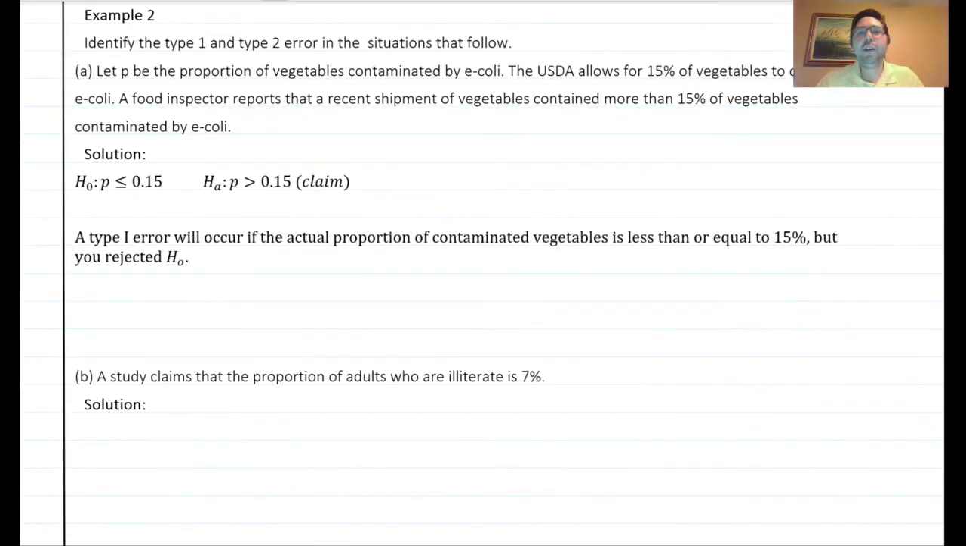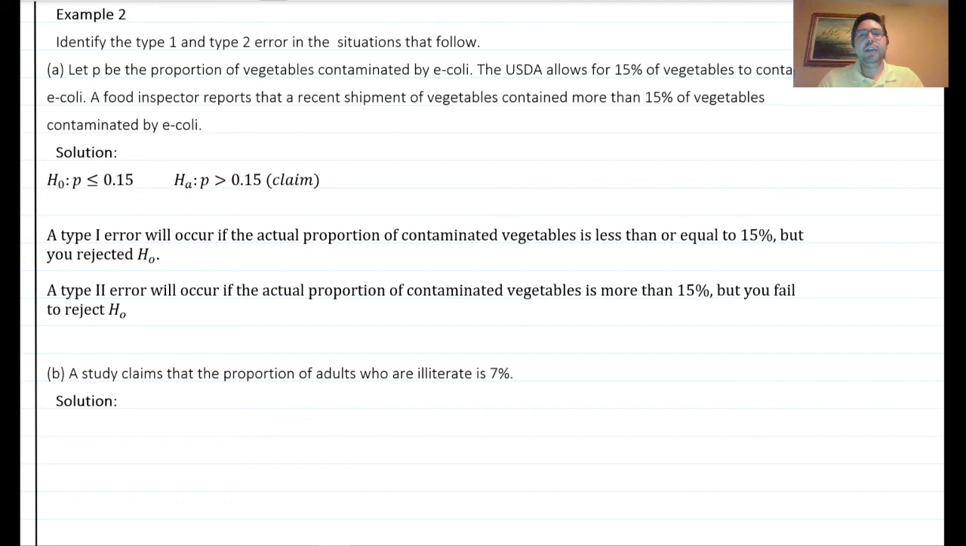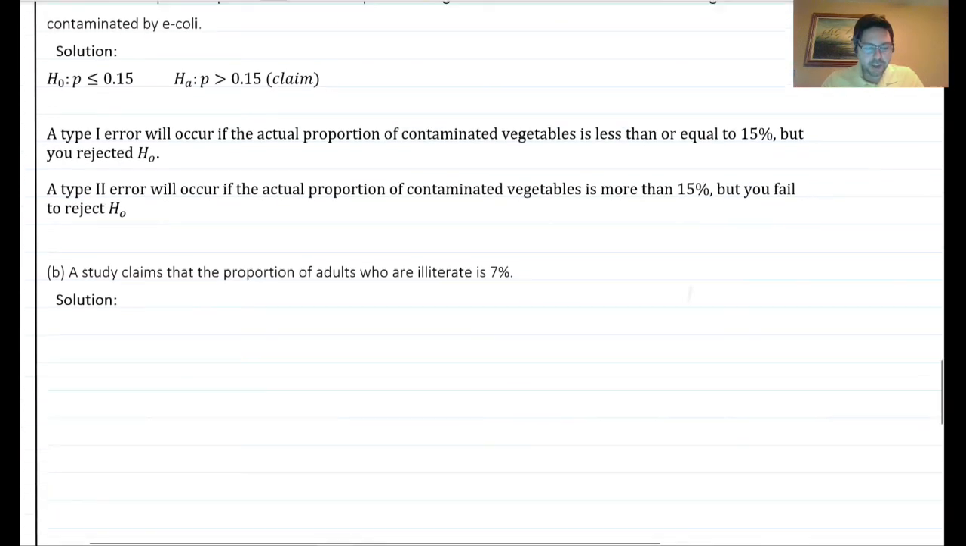A type 1 error occurs if you reject a null when you're not supposed to, right? So that means if the actual proportion of contaminated veggies is less than or equal to 15%, but you rejected it, that's a type 1 error. A type 2 error occurs if the actual proportion of contaminated veggies is actually more than 15%, but you don't reject it. You fail to reject it when you should have. So that's type 1 and type 2 error.